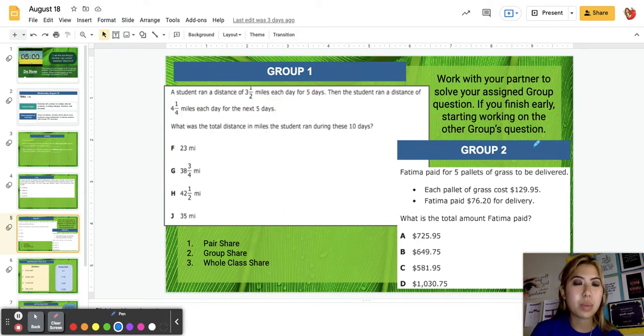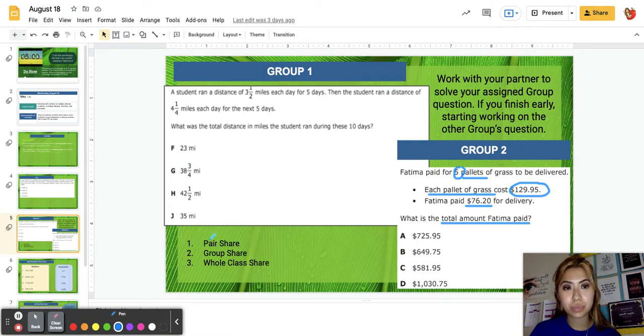Now we have the second problem. So as I read the problem, think about the operations or steps that you would take to solve this problem. It says Fatima paid for 5 pallets of grass to be delivered. Each pallet of grass costs $129.95. Fatima paid $76.20 for delivery. What is the total amount Fatima paid? Okay, so here we have all decimals and whole numbers, so this problem is a little bit easier.